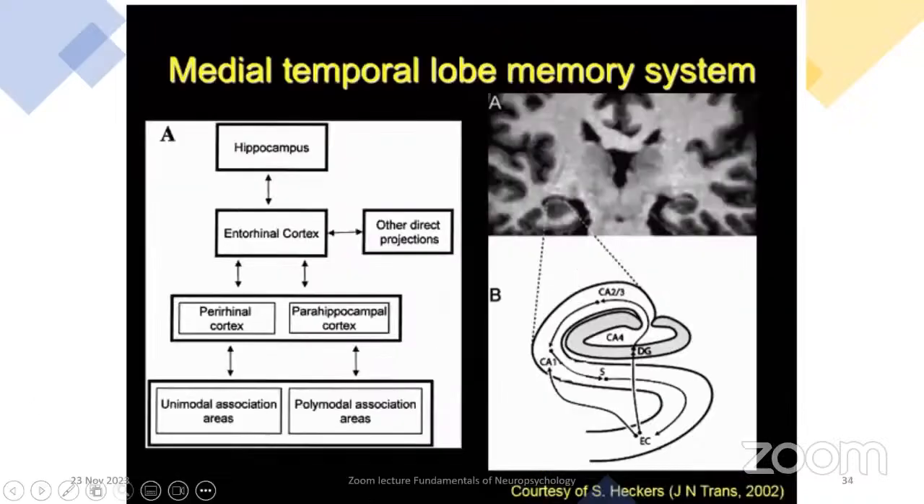And next, the medial temporal lobe memory system, which is depicted here, and you can see the hippocampus, entorhinal cortex, perirhinal cortex, parahippocampal cortex, and unimodal association areas. This particular area, the medial temporal lobe, has CA1, CA2 and 3, CA4, dentate gyrus, and subiculum. There is a reverberating circuit here. The impulses coming from the association cortex enter the entorhinal cortex and go to CA1, then CA2, CA3, and also the dentate gyrus, and come back. Reverberating circuits happen in this.